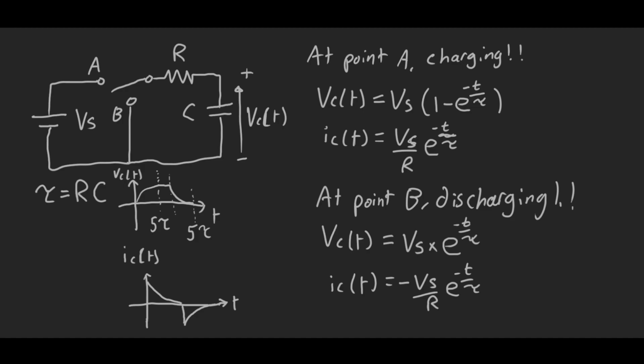And again, the same is true for the time constants. It takes about 5 tau, and 5 tau again from the discharging operation initially. So I think that's a lot of what you need to know about the transient response of a capacitor.